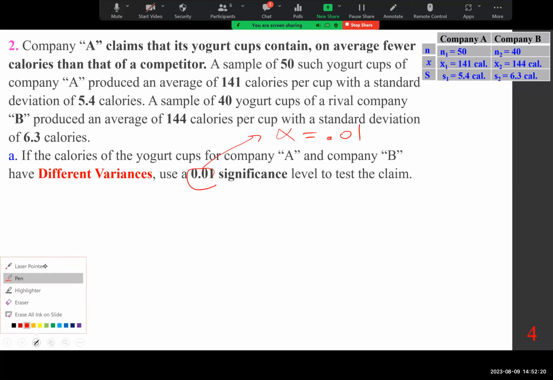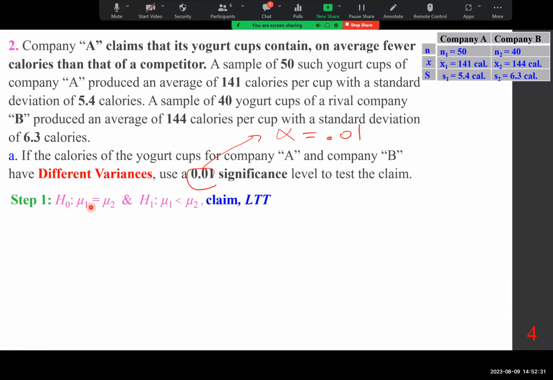Now, we're going to repeat the same 4 steps. H0 mu1 equals mu2. H1 mu1 is less than mu2. And that's the claim, and that's the left tail test. Why is that the case? Company A claims that its yogurt cups contain, on average, fewer calories. Fewer.